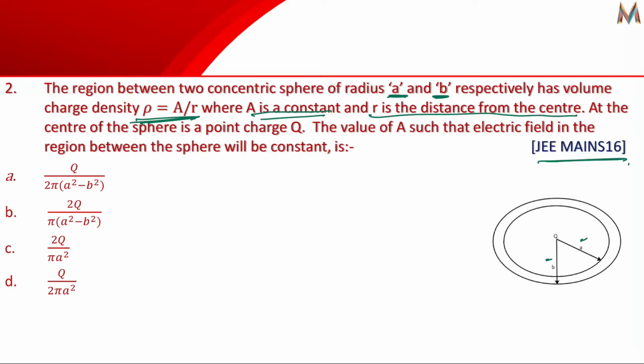At the center of the sphere is given a point charge capital Q. We have to find the value of A such that the electric field in the region between the spheres will be constant. So in this region, the electric field should be constant. For that, what will be the value of A? That we have to find.